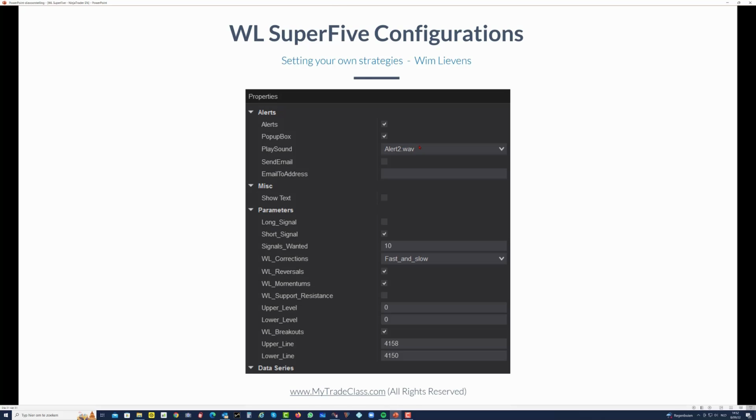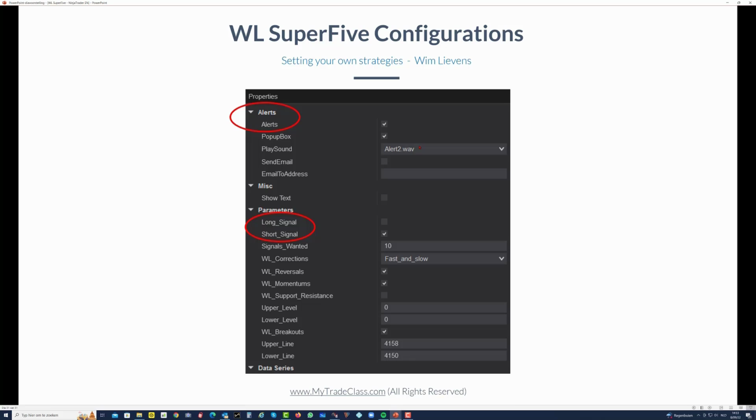And so if you open the strategies in NinjaTrader, this is what you see. Of course, you have the alerts. You can choose any alert you like. You can have the pop-up box, you can have the sounds, you can have email if you trade on longer time frames. That is all possible. You can also have the text shown to you. Some people like to have the signal on the chart where it says WL buy or WL sell. You can have that.